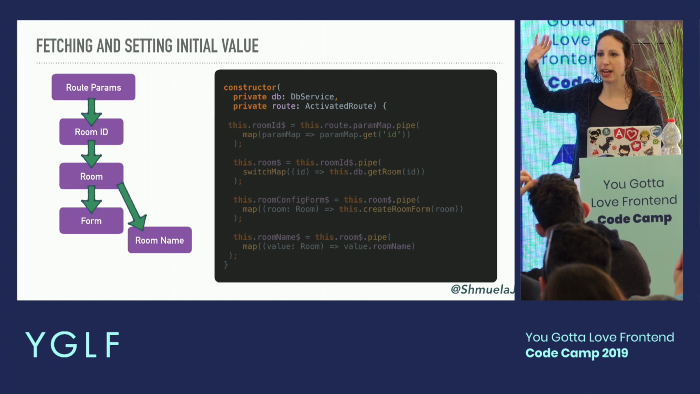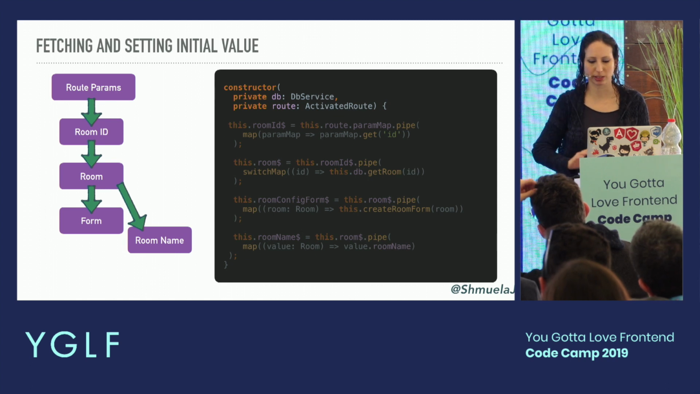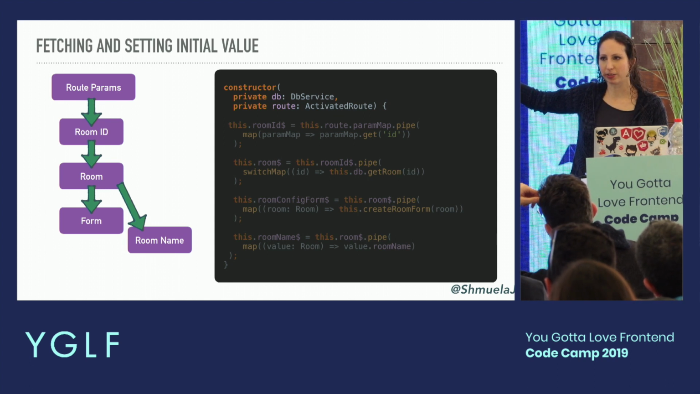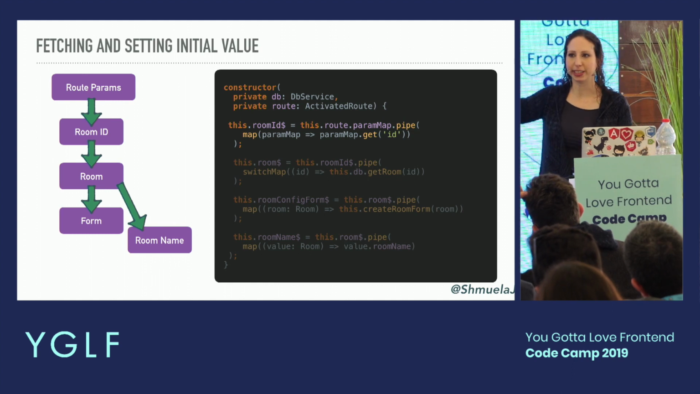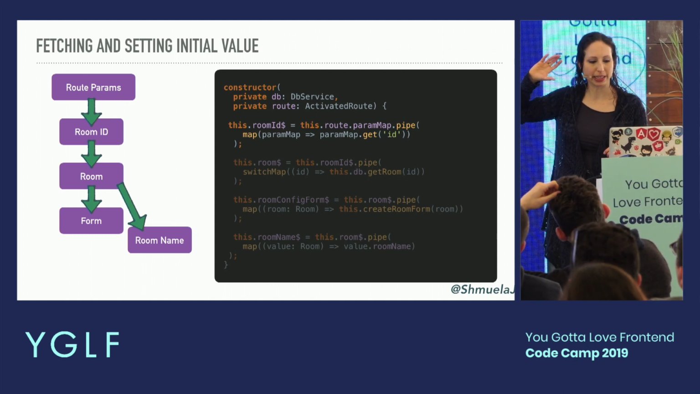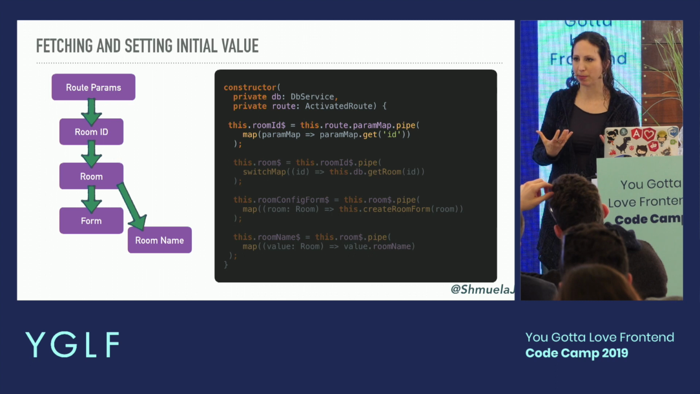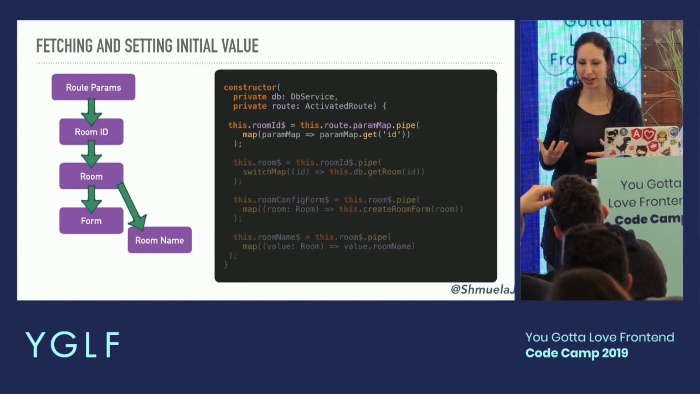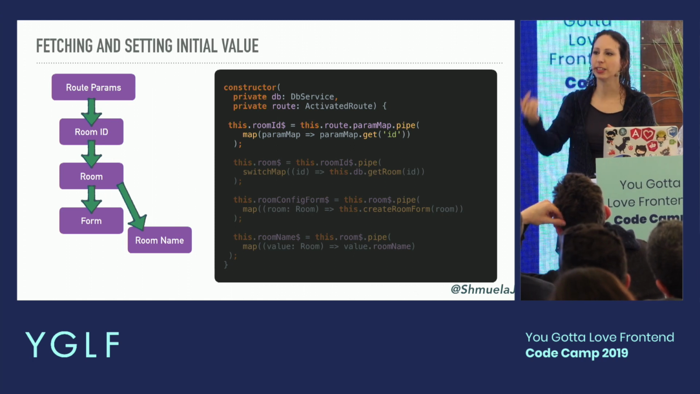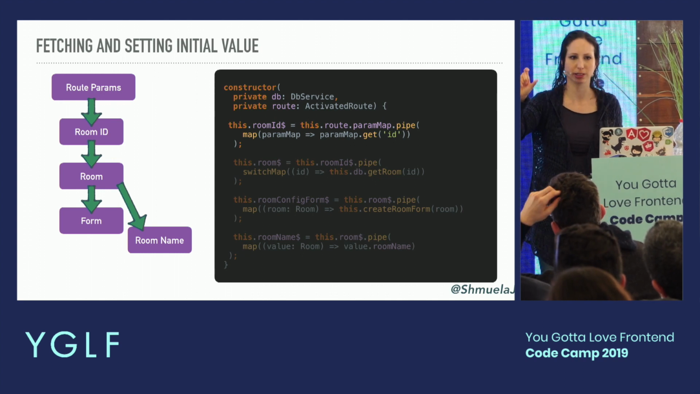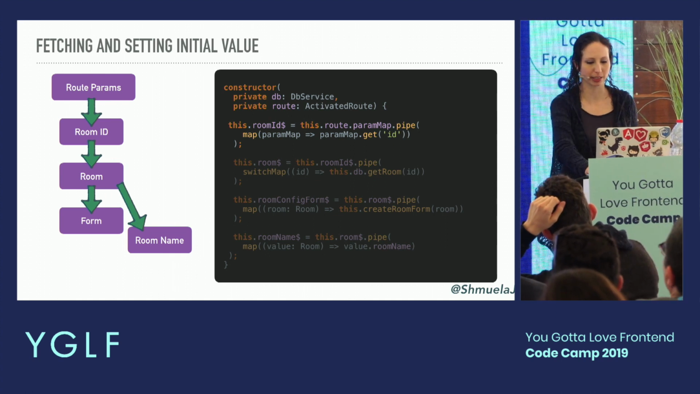So in the constructor, we have the database service, which holds all the methods that we need for going to the server. And we hold the activated route service, which gives us the route params. We fetch the room ID observable by getting the route param map from this service of activated route. So the router in Angular gives us an observable for that, and we can listen and react to changes of the router params of this ID. So whenever we have a change in the ID, we can get new data. We can tell it to do something.